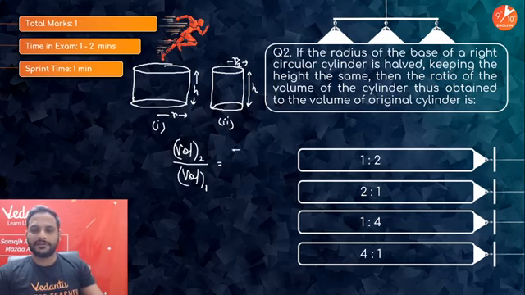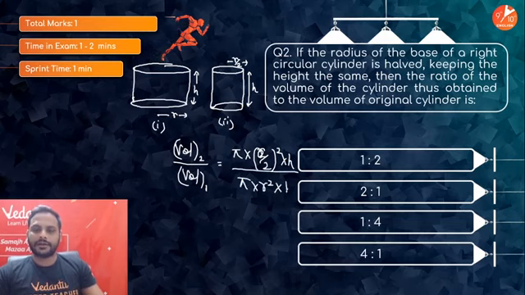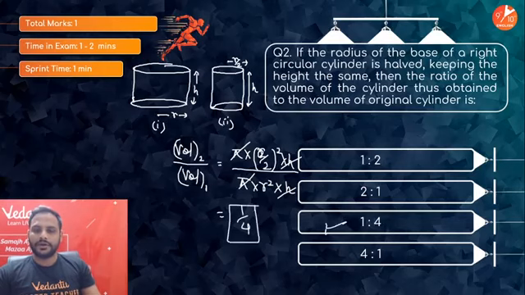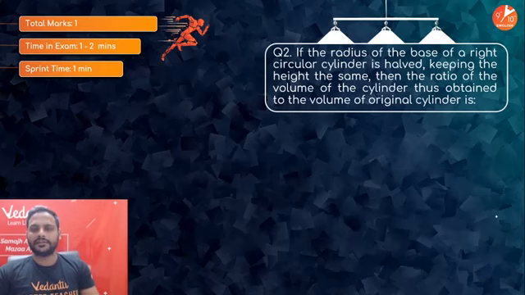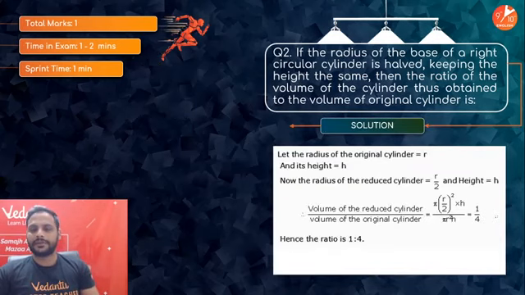So volume of second cylinder will be pi into (r by 2) whole square into h, divided by pi into r square into h. So finally pi and pi get cancelled, h and h got cancelled, r square and r square will get cancelled. 1 by 2 whole square will become 1:4. So option C will be your correct answer, as simple as that.